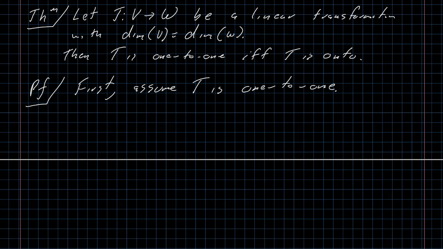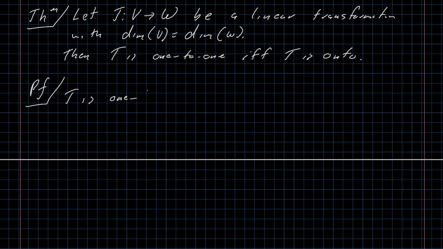Right. So let's first assume that T is one-to-one. This is an if and only if theorem. We could prove this using two directions. Assume T is one-to-one, prove that it's onto. Assume T is onto, prove that it's one-to-one. But this is actually one that I can prove by a sequence of if and only if statements.